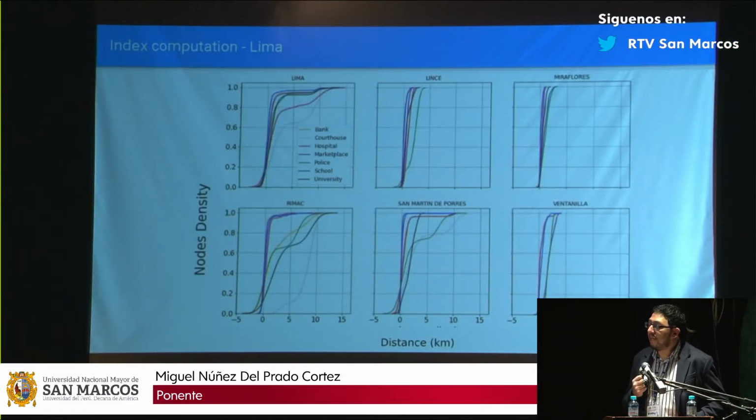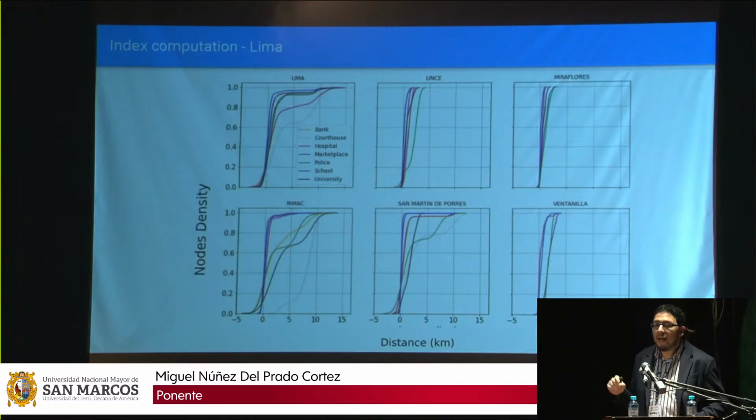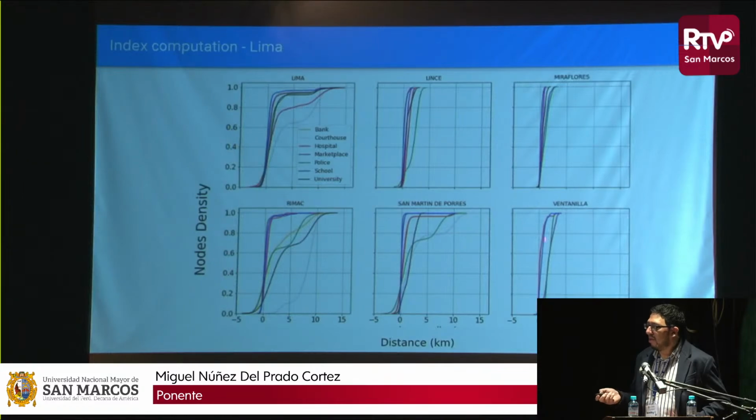So we performed the same for Lima. In Lima, we can see that depending on the district, and this is just a small sample. You can look at all the results in the paper, because 50 graphs are not easy to show. And we can see here that in some cases, depending on the district, you also need to go through 10 kilometers to reach different amenities for public services.